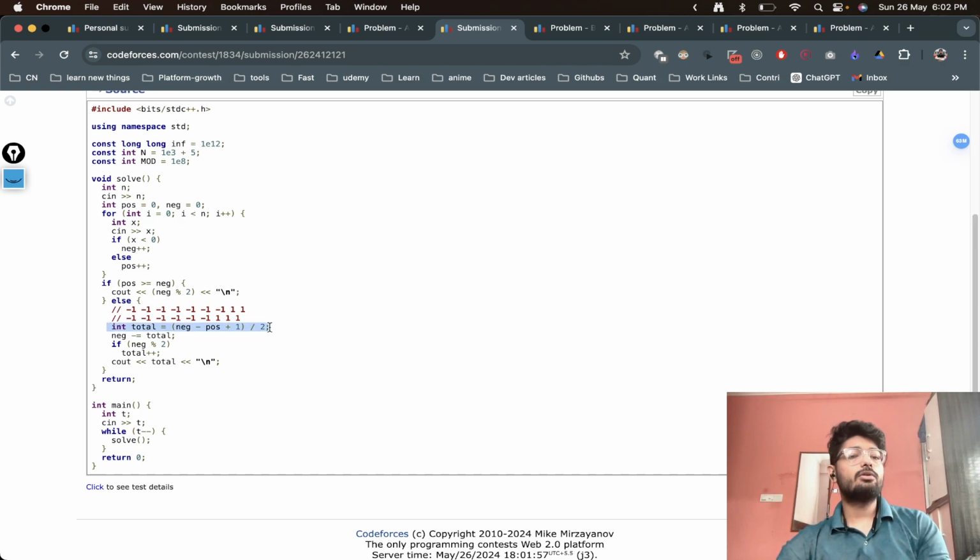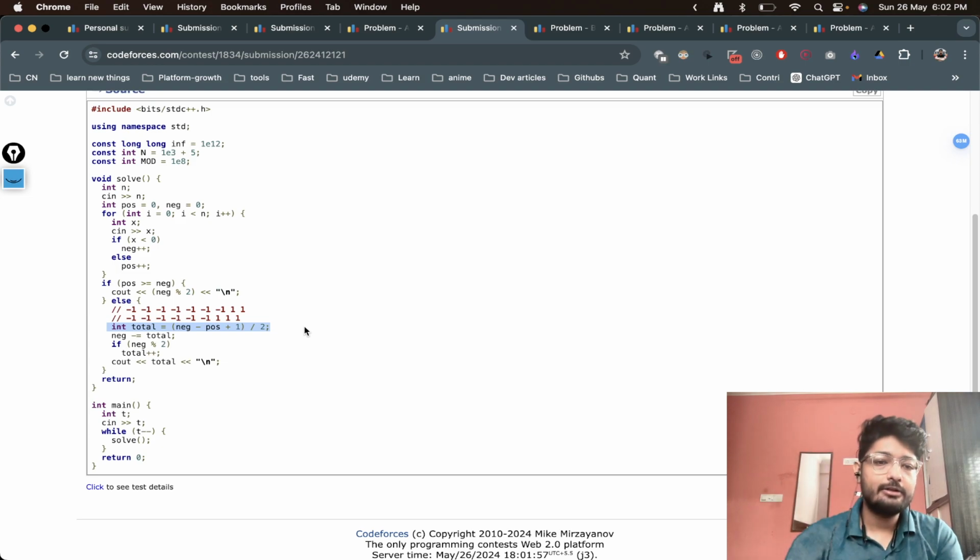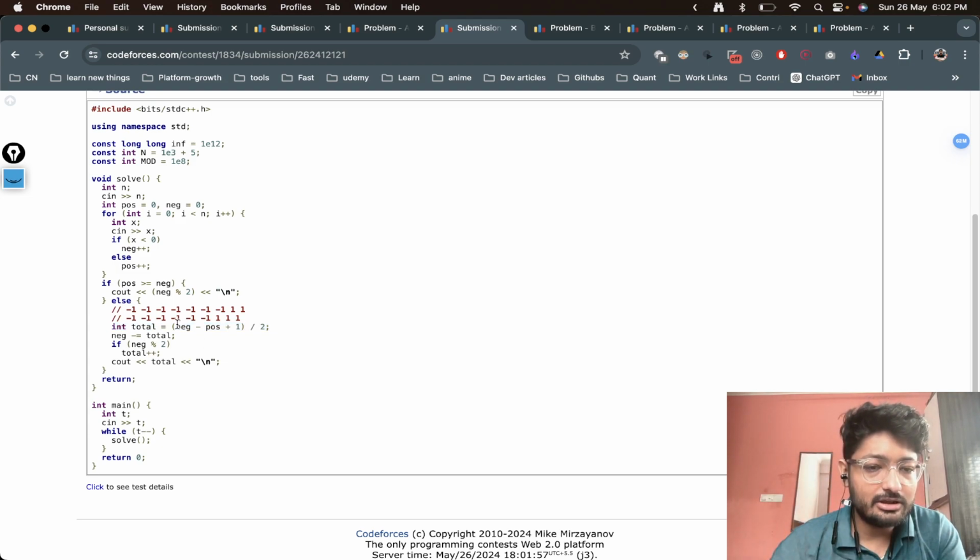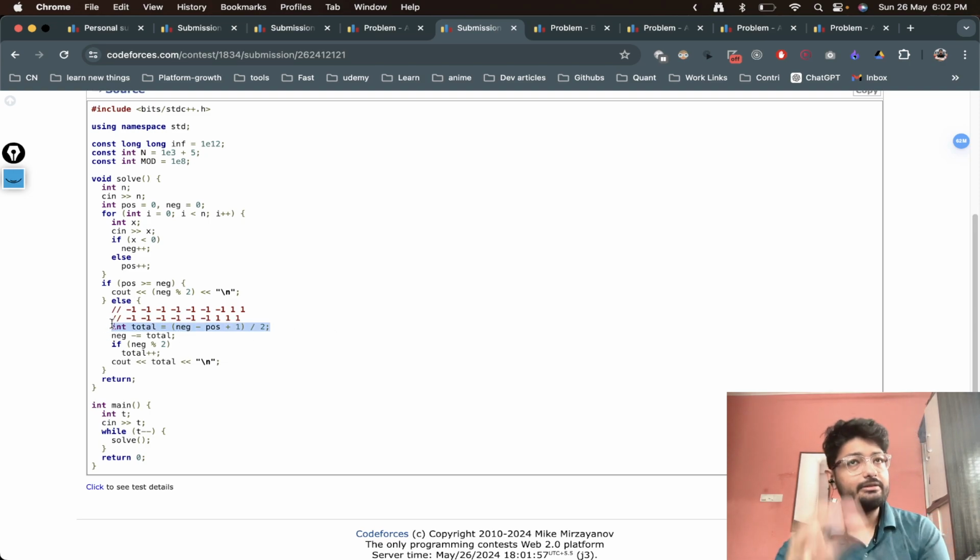Now if the number of negatives is larger, then I have to find out (negatives minus positives plus 1) divided by 2. That will tell me how many changes I need to do.